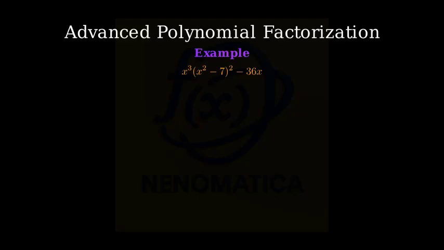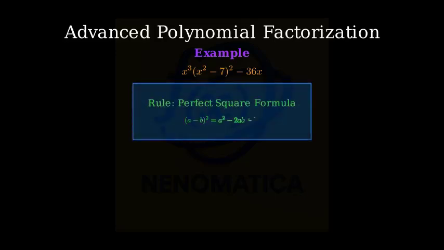Let's look at our example. We need to factorize the expression x cubed times the quantity (x squared minus 7) squared, minus 36x. Let's begin by expanding the squared term. We'll use the perfect square formula, which states that the square of a binomial (a minus b) equals a squared minus 2ab plus b squared. So in our case, (x squared minus 7) squared equals x to the fourth minus 14x squared plus 49.